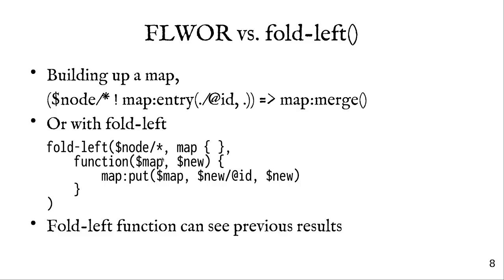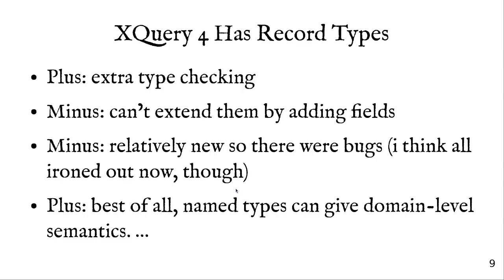So using fold left lets us build up a map with access to all the values so far. The fold left function can see the previous results, whereas up here we can't. And for some of the matches that matters. For this particular one it didn't matter, but I wanted a short example. Alright.